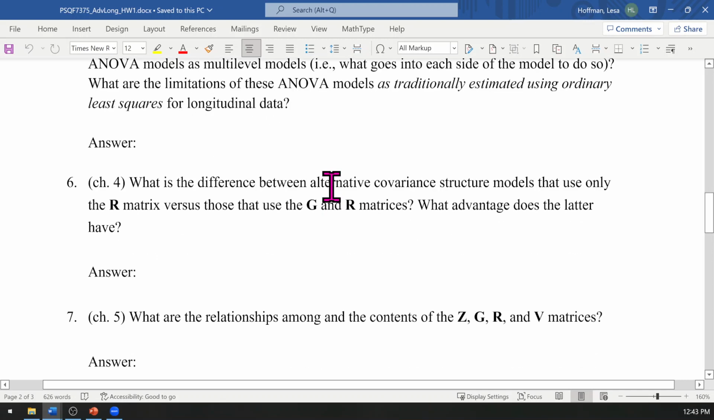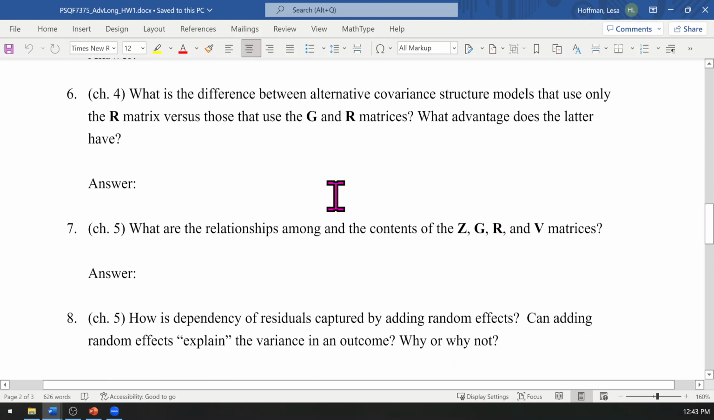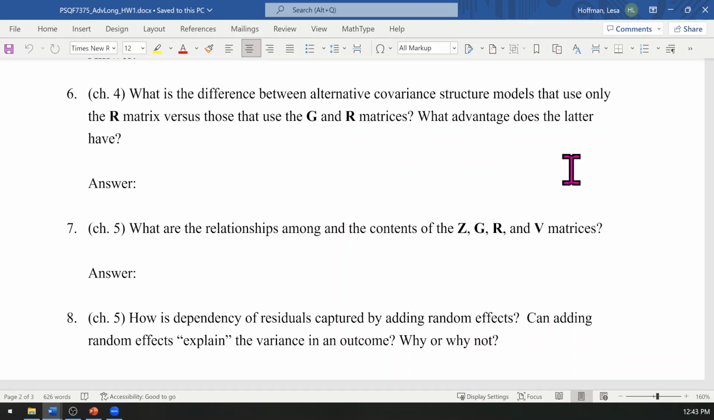Number 6. What is the difference between alternative covariance structure models that only use the R matrix versus those that use G and R? So first off, what do those letters mean? G is an abbreviation for what in these models? What goes in the G matrix?